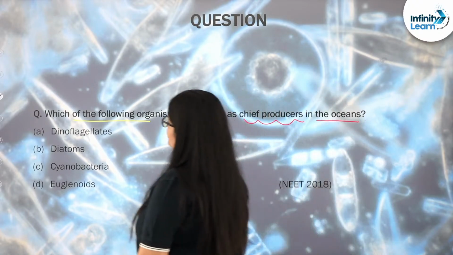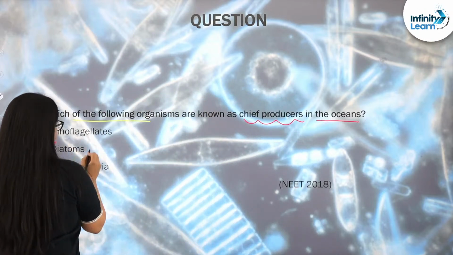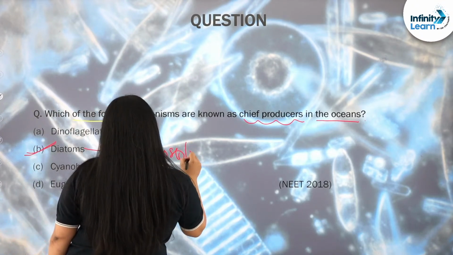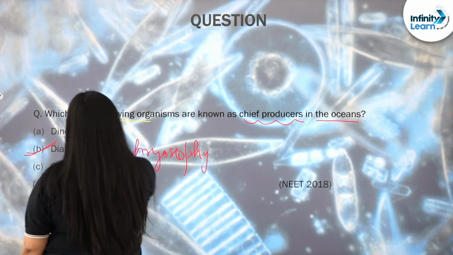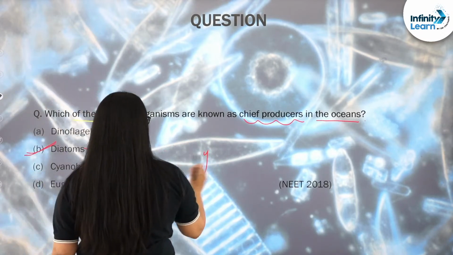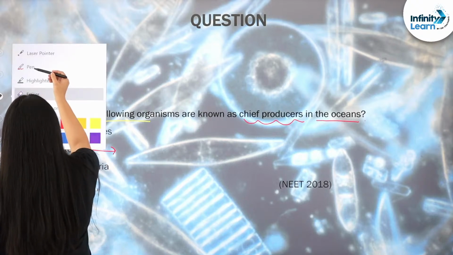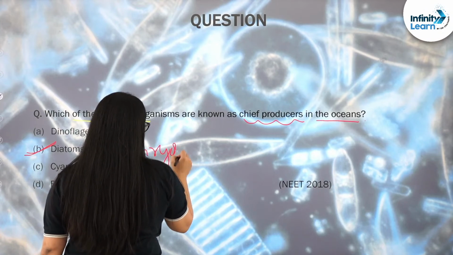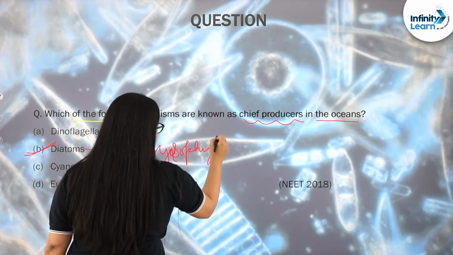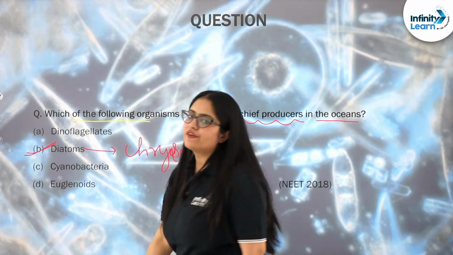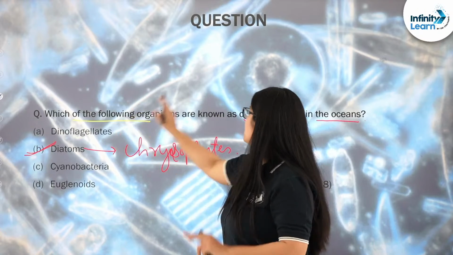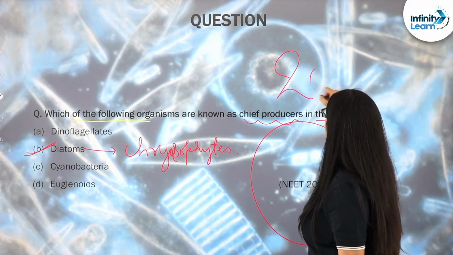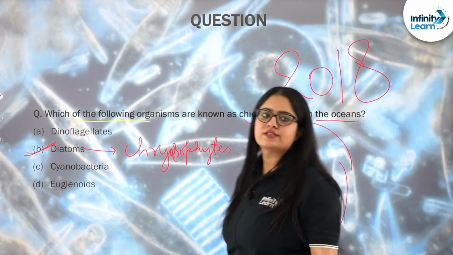So, my kids, the chief producers are diatoms, right? Diatoms are the chief producers and they are members of chrysophytes, right? Diatoms, desmids, remember? These are the two groups that we discussed there. So, please remember this very important fact, diatoms are the chief producers in the ocean, and this question was asked in NEET 2018, right? Clear?